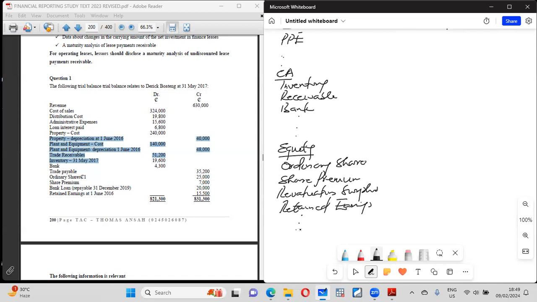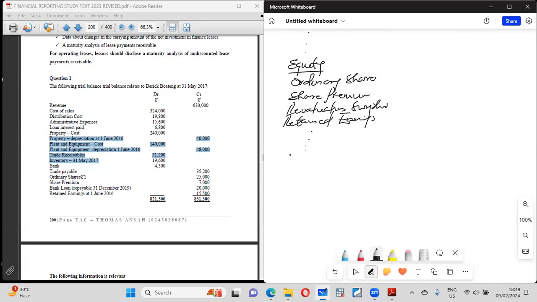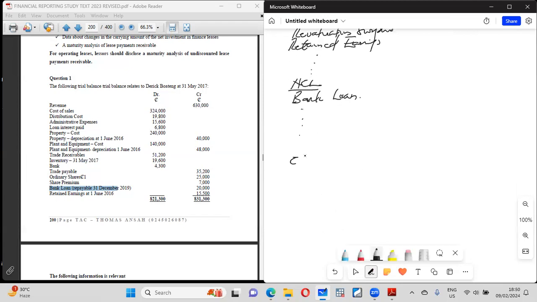All right. Then you leave 2-3 spaces because something might come up. Then you come to your NCL. So I come to my NCL. You saw here there is bank loan. So bank loan. If there is any other thing, you bring it back, because you don't see any other thing, you leave 2-3 spaces. Just like that, then you come to your CL.